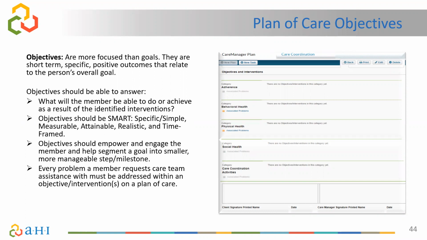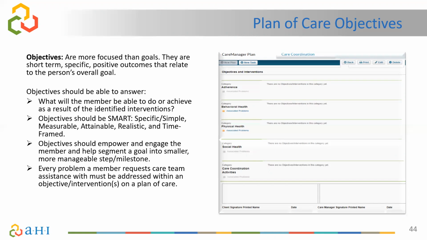So when we're in the Plan of Care and we're developing our goals, next up would be the objectives to support those goals for that person to work towards. And the definition for objectives: ultimately they're more focused than goals. They're short-term, specific, positive outcomes that relate to the person's overall goal.